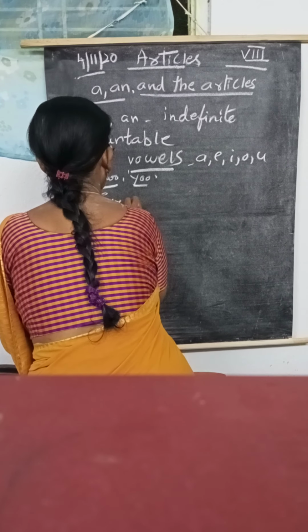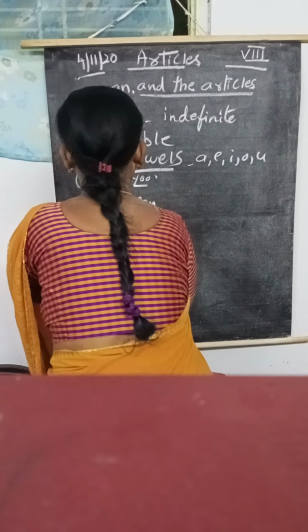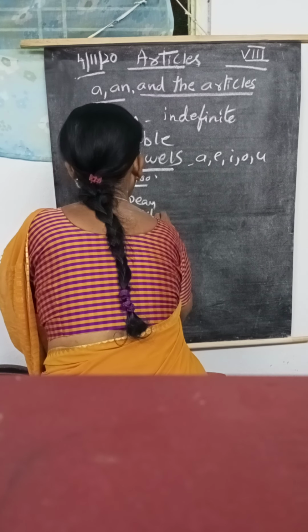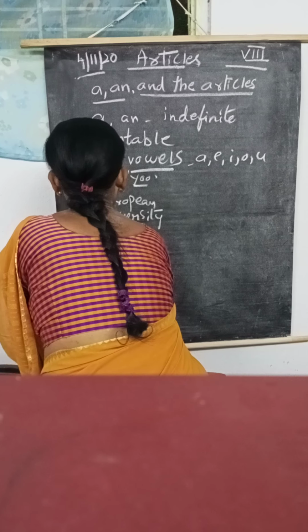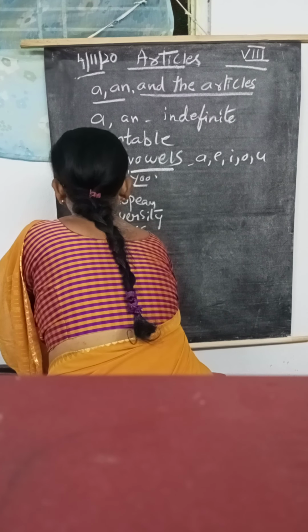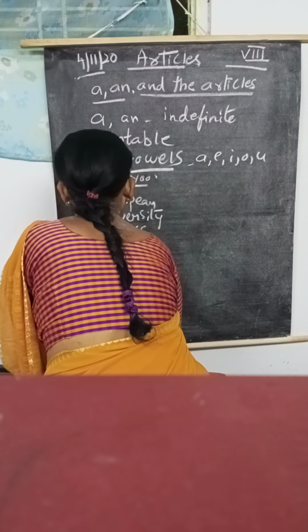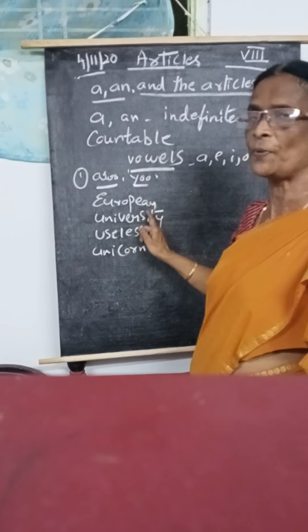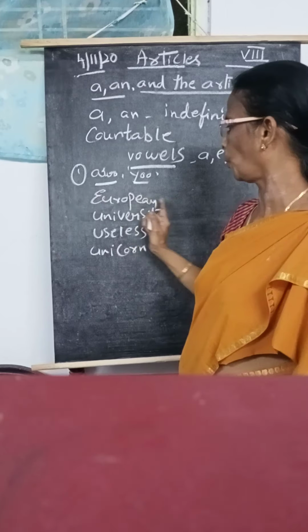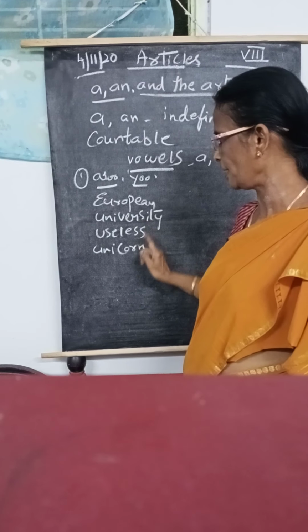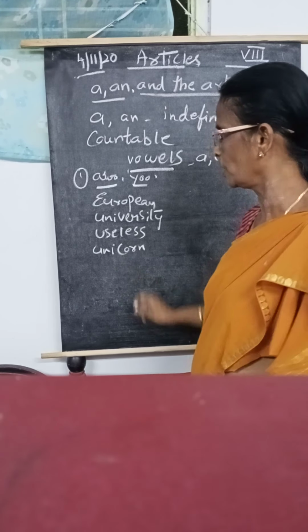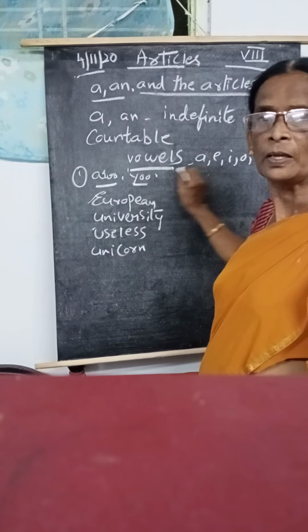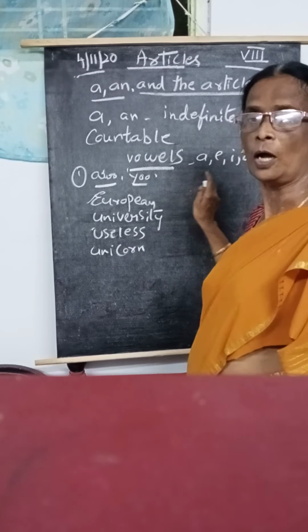European, university, useless, unicorn. These are okay. European, we won't say it as a vowel sound. European, university, useless, unicorn. So E and U are the vowels.